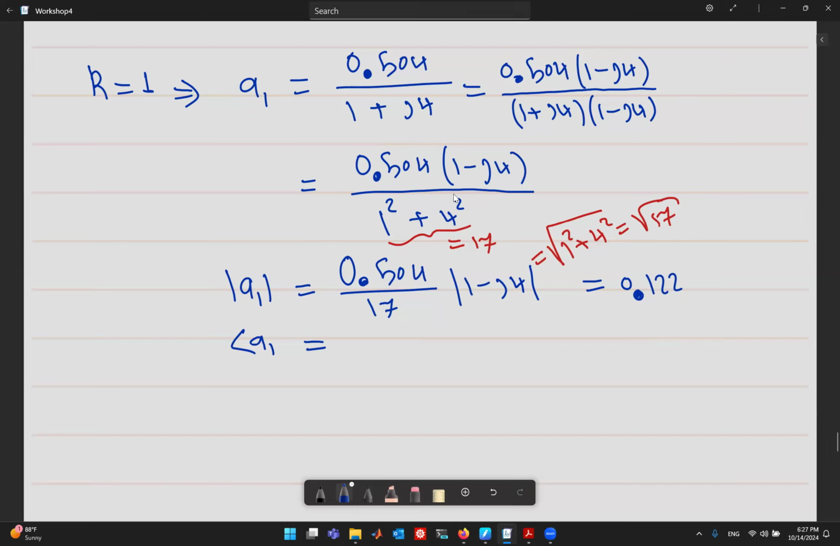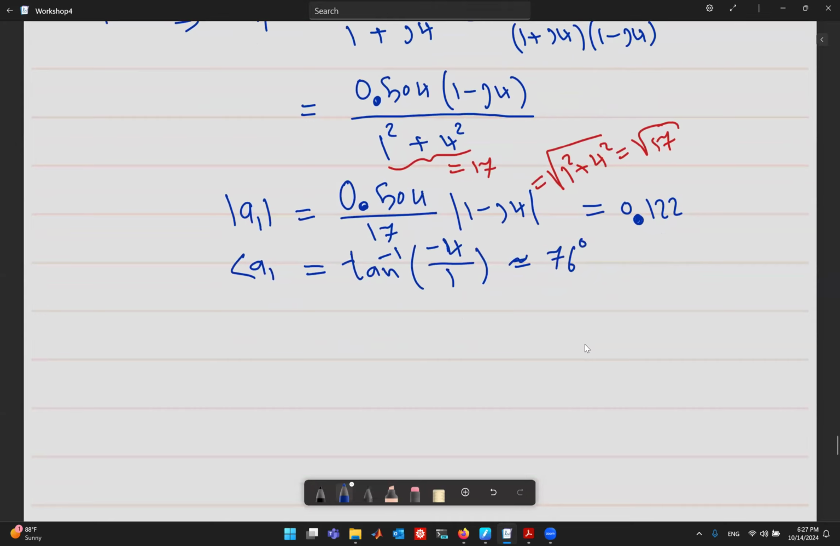Would you have to take the tangent of the imaginary part over the real part, I think? Yes, but the inverse of the tangent, so arc tangent, of minus 4 divided by 1, which again, if you run it in the calculator, you get around 76 degrees. Would you have to multiply that by 0.504 over 17 or no?